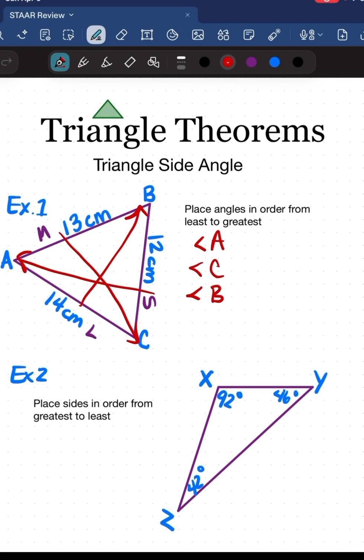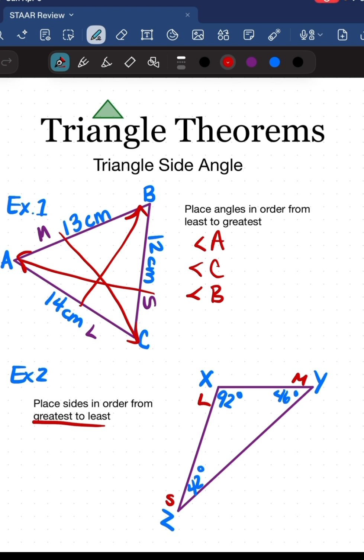We're doing the same process, but in this case we want to go from greatest to least. We're going to do the same thing that we did with our sides, with our angles. So in this case, we know that my greatest would be x, so largest. My medium would be y, and my smallest would be z. So let's draw our straight lines and do the exact same thing and see what side it would hit.